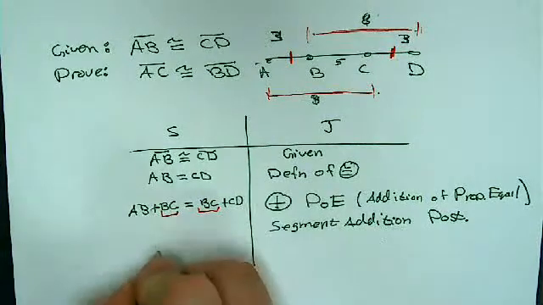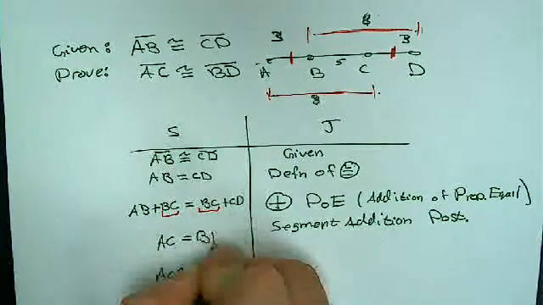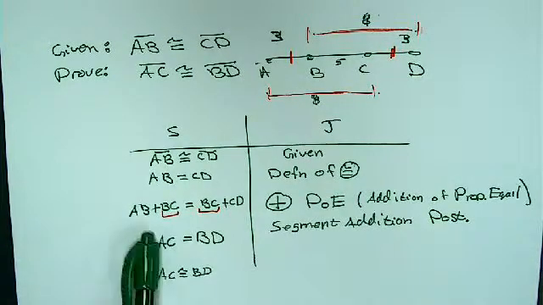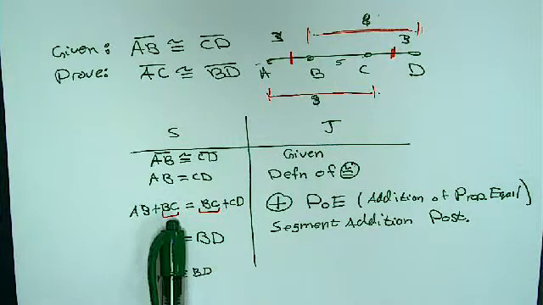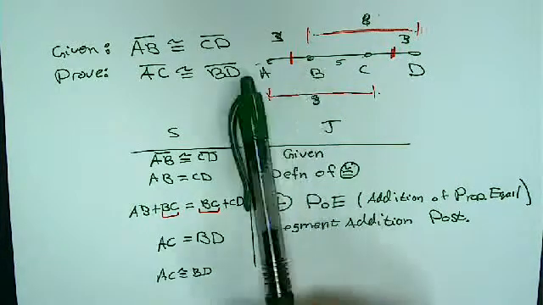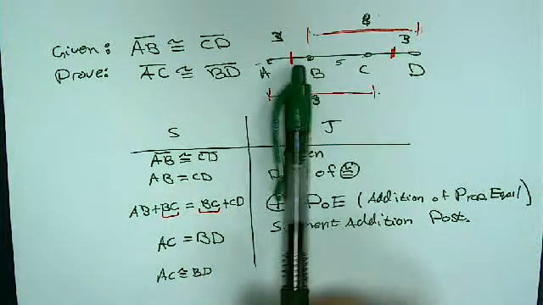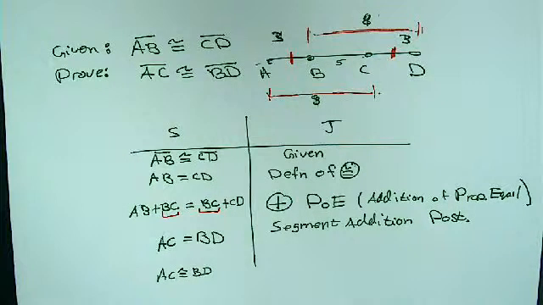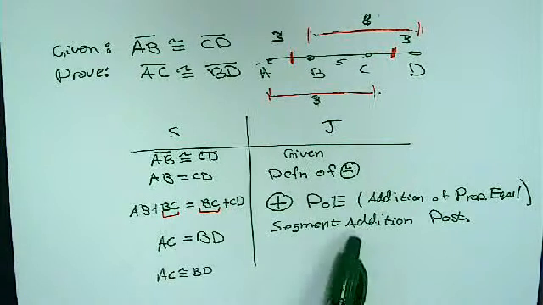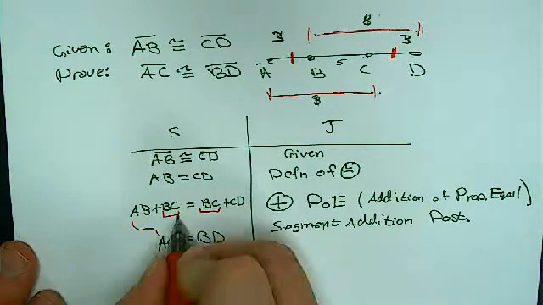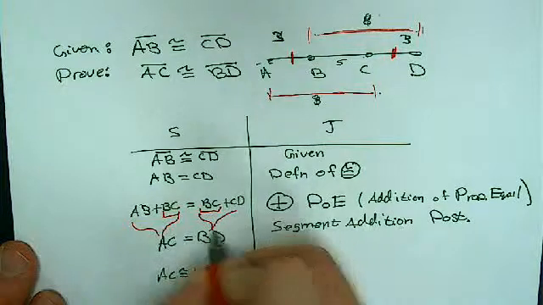How did that happen? Well, what's AB plus BC? Look back at our diagram. AB is this. BC is this. So what happens when I add them together? What do I get? AC. And that's what the segment addition postulate says. The part of a segment plus a part of a segment is the whole segment. And so what I'm really doing is I'm funneling these two together to create that.